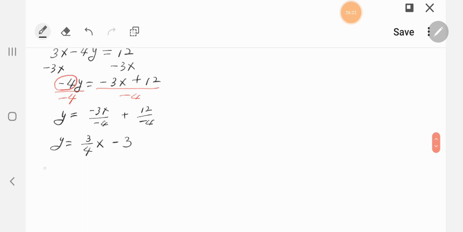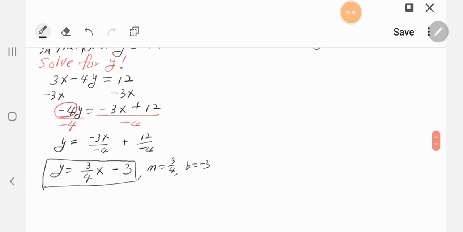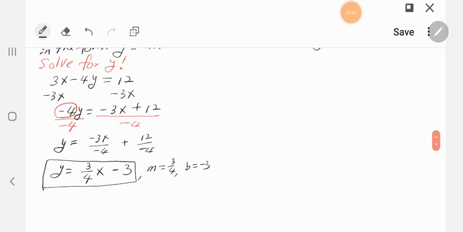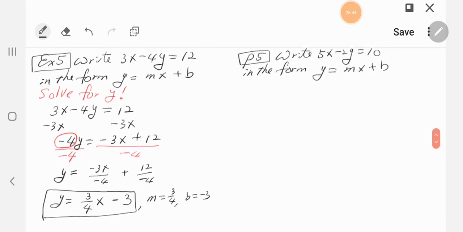So in this case, what is m? m is 3/4. And b is equal to negative 3. So this is the solution. m is actually the slope. We will learn this definition later on. So we just rewrite the equation in y equals mx plus b format.